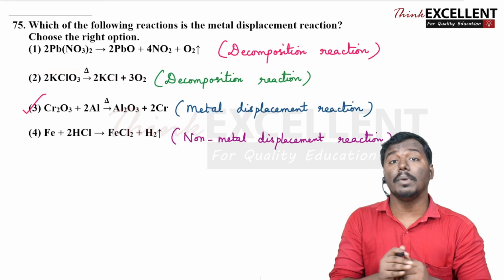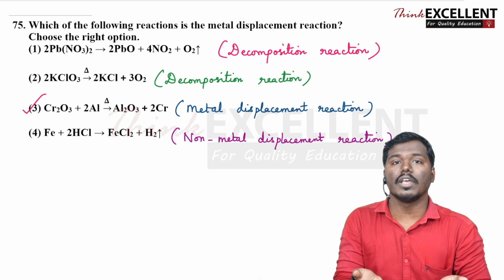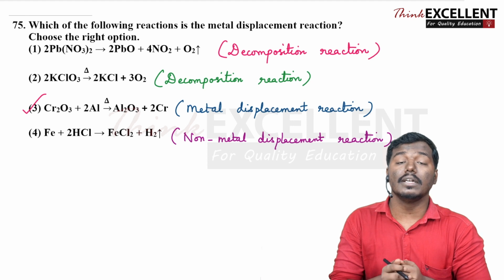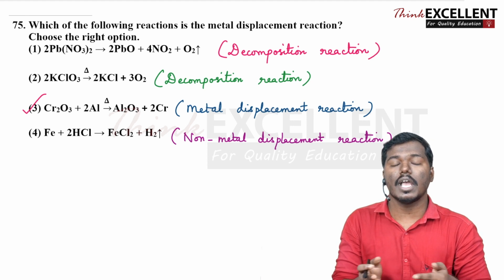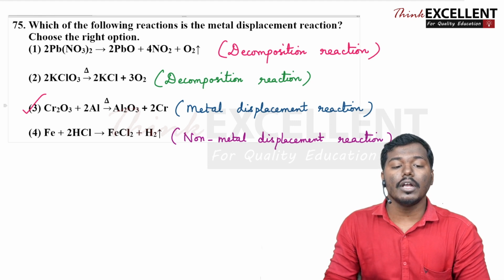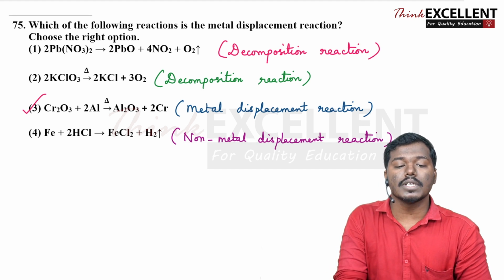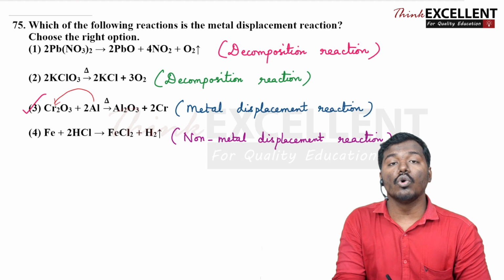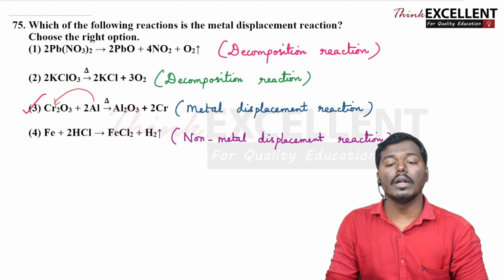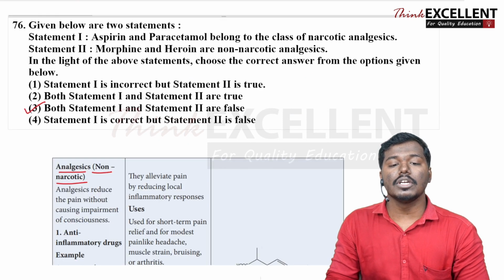You can see that it is asked based on the basic concepts of organic chemistry as well as the general concepts of chemistry appadinu sollalam. So adhula paatheenganna the different types of reactions, redox reactions namma padichirukkom. So adhula metal displacement reaction kettirukkanga. So when you take option number 3, we can see that the chromium oxide, that is Cr2O3 plus 2Al gives Al2O3 plus 2Cr. So this aluminum, it is displacing the chromium from the chromium oxide. So it is the only metal displacement reaction. Okay, so next we are going to question number 76.